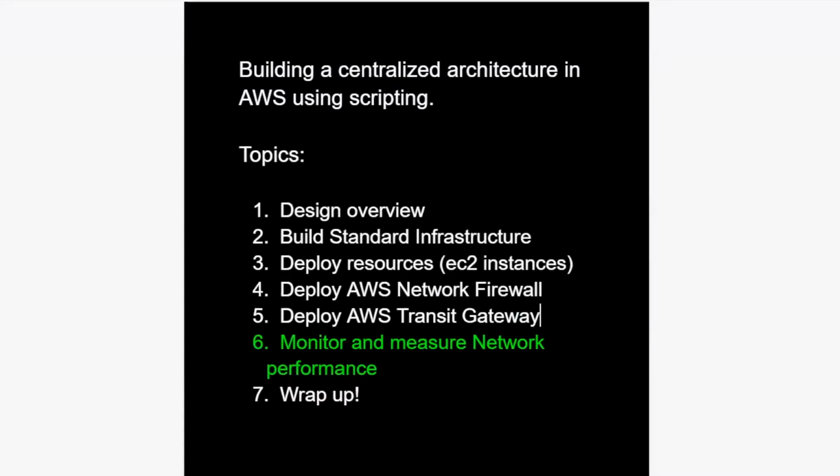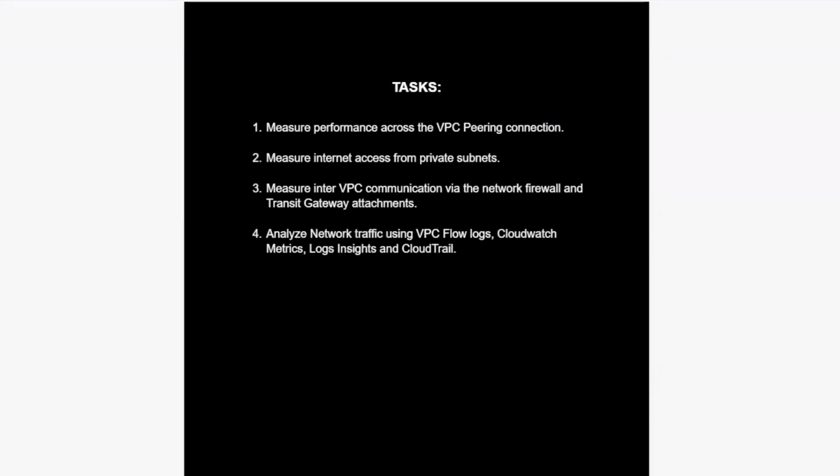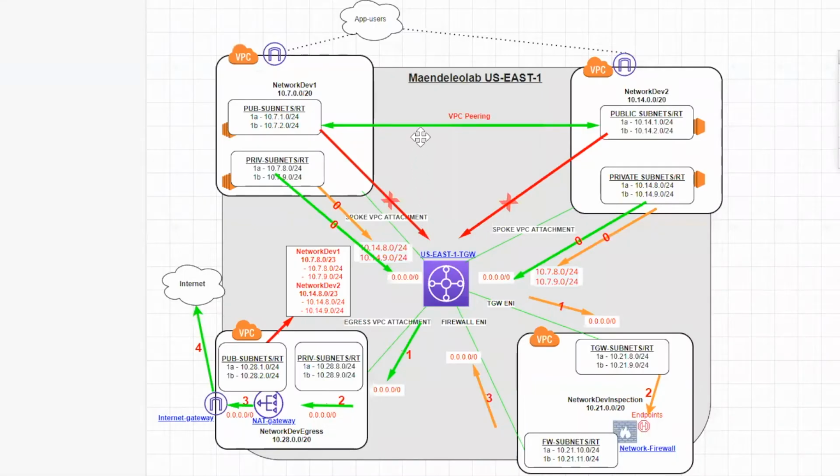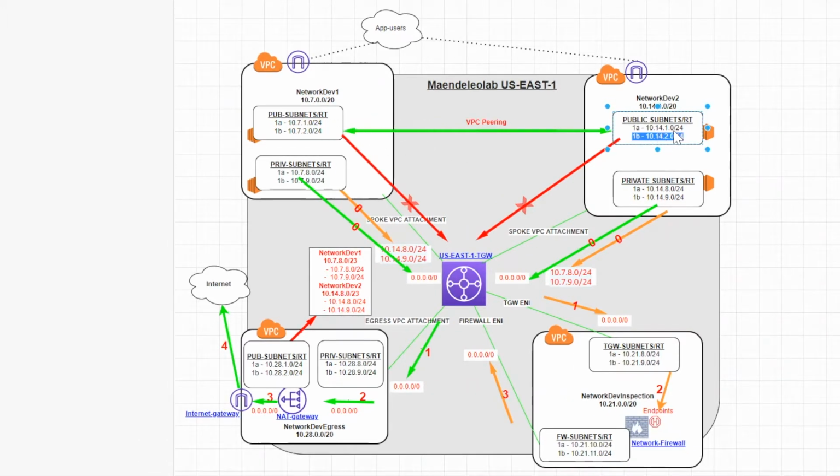So today we're doing this and we have tasks. The tasks that we'll perform today will measure performance across the VPC peering connection. And this is the VPC peering connection here. What we'll test is connectivity between public subnets in customer VPC number 1 and customer VPC number 2. So we'll measure this connection. We'll make sure that it can communicate. We'll also test some more things like ping, how many bytes we can send across, all those things.